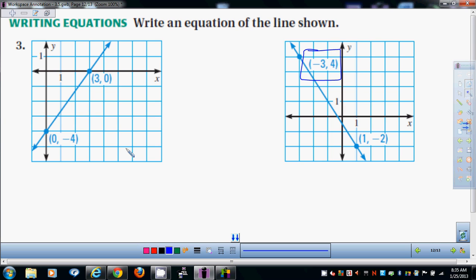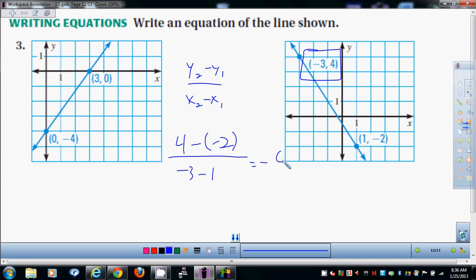So, here we go. It doesn't matter which one you use first. Let's do 4 minus negative 2, which is 4 plus 2. And then negative 3 minus 1. So that's 6 over negative 4, which reduces to what? Negative 3 halves. Same difference. Kind of.